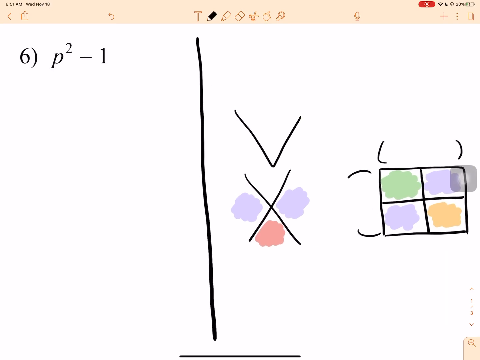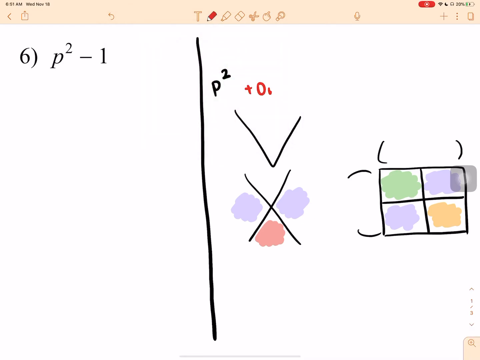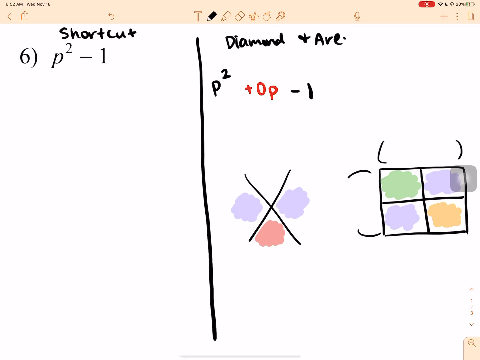So here I would have p squared, and then plus 0p, I'm sorry, I was still thinking of the last problem, minus 1, okay? So this is the shortcut, again, for difference of squares. And this is the diamond and area model, which works every time, no matter what you have, as long as it is factorable, right? As long as we find the two purple factors, we can use this every time. So let's go and see what we end up with.